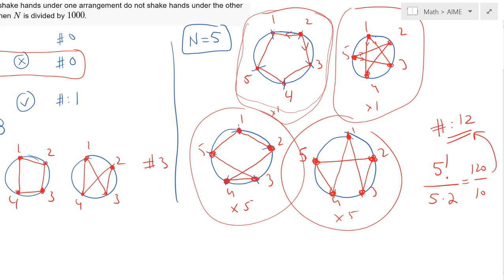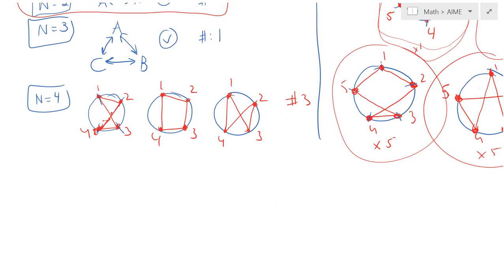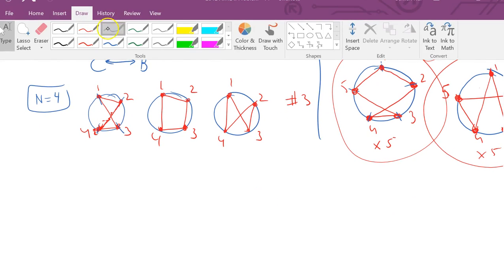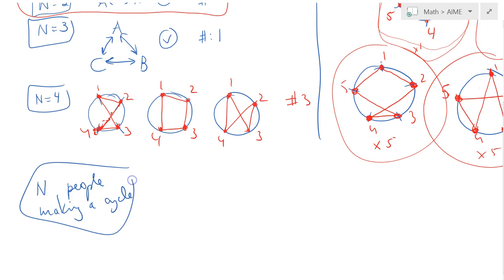Right, so if n is equal, we can definitely generalize this. The generalization will be the following: if you have n people making a cycle, so that's critical, making a cycle, so they are shaking hands on a cycle, then in that case the count would be n factorial over 2n.